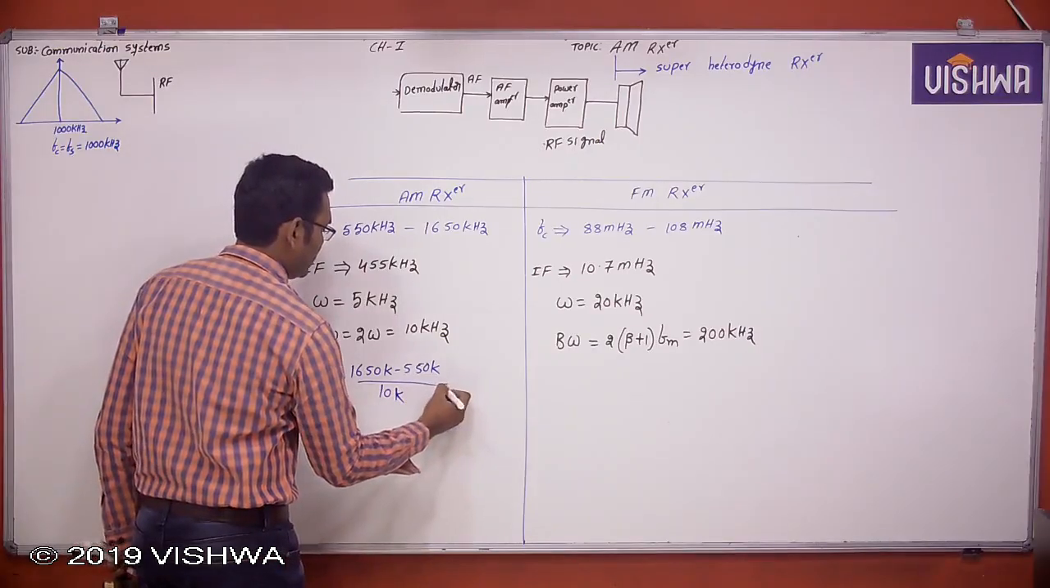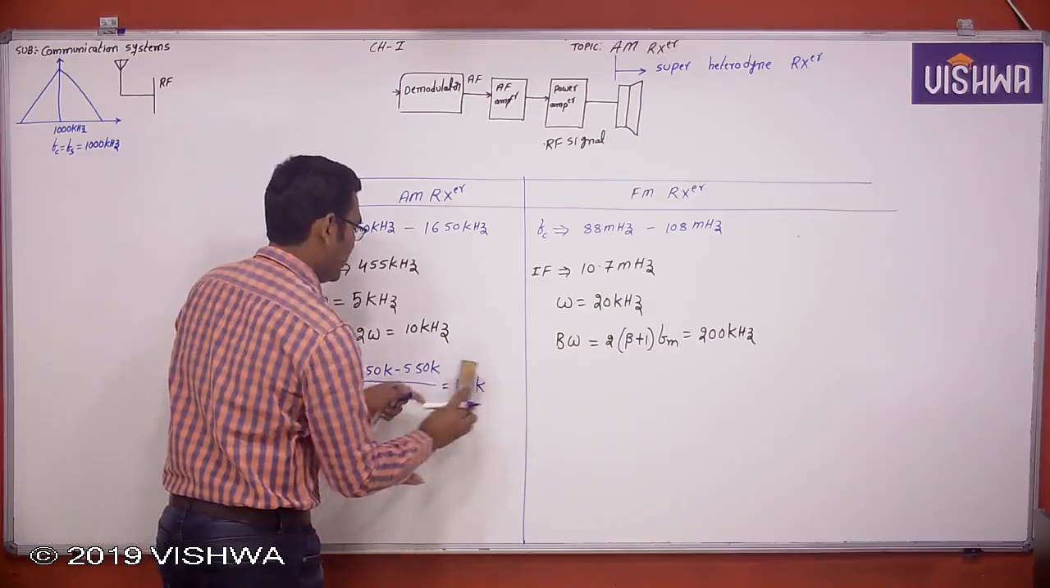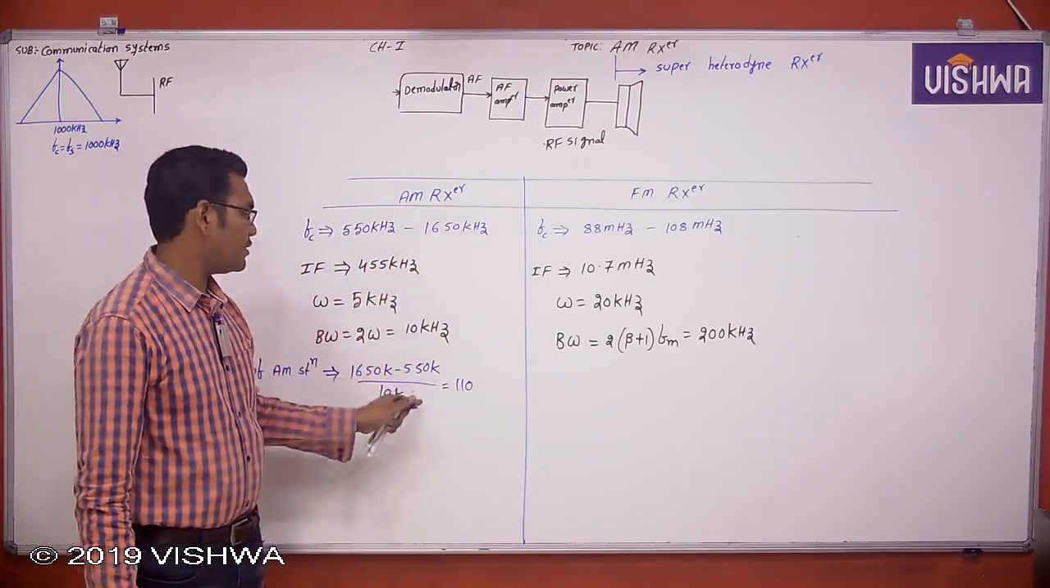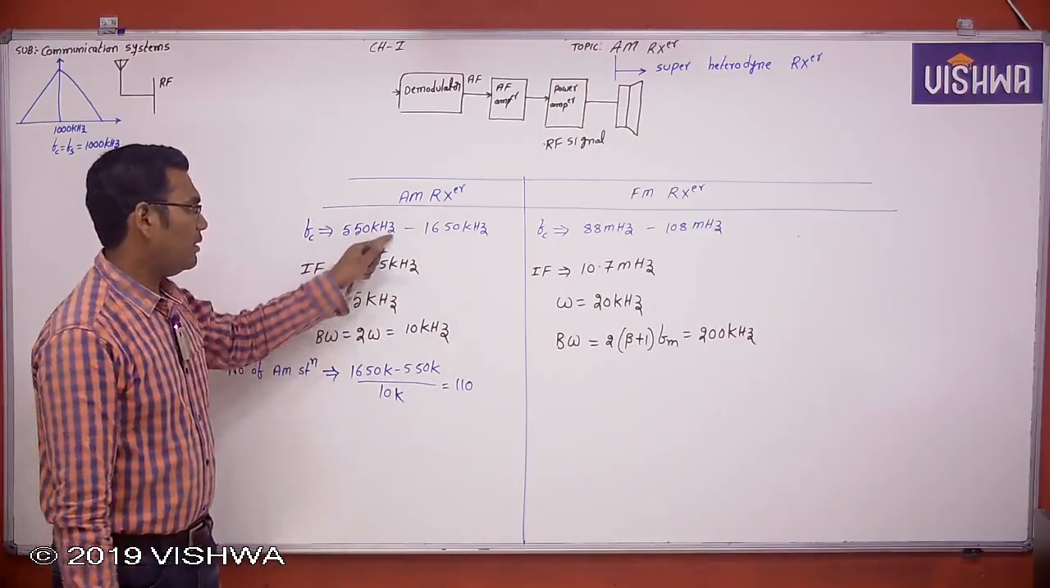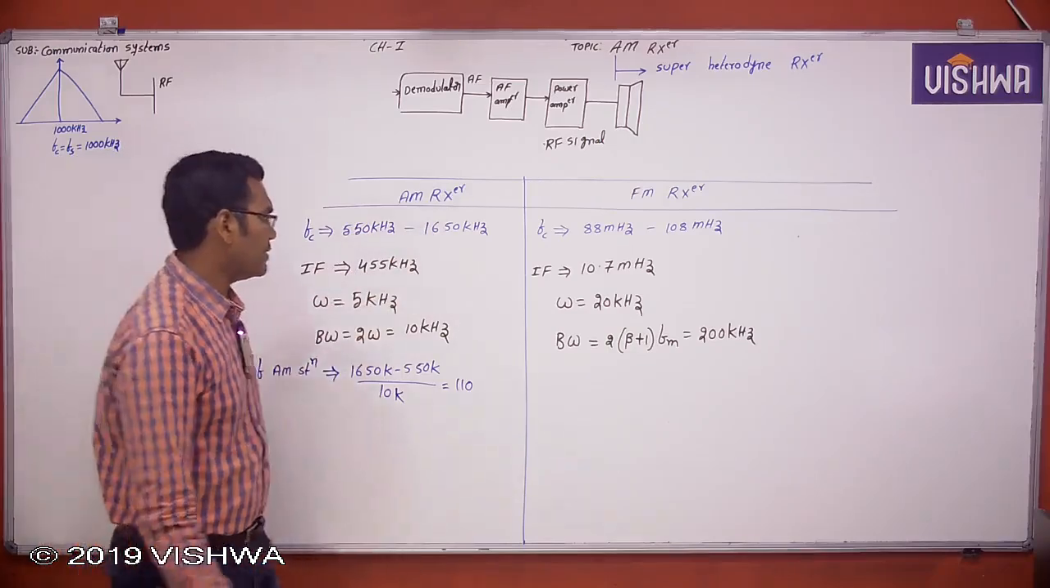1100 minus 10k is 1110 stations. The number of AM stations within this particular AM band is 110 stations multiplexed within this particular carrier frequency boundary.